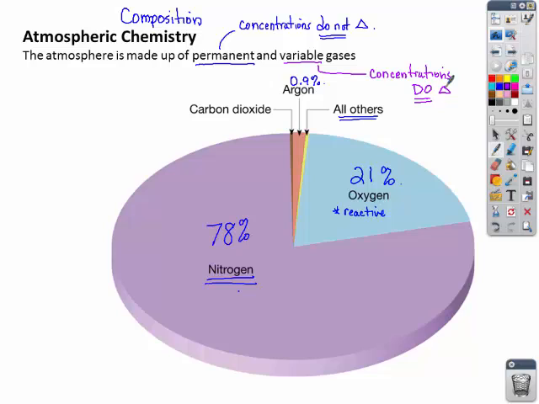And if you did your math, all those others are only 0.1% of our atmosphere. But these are the ones that we do have to consider. This is where our issue of global warming is going to come into play, because greenhouse gases are variable gases, as is ozone. Those concentrations do change.